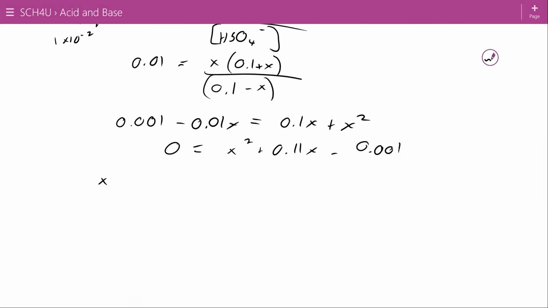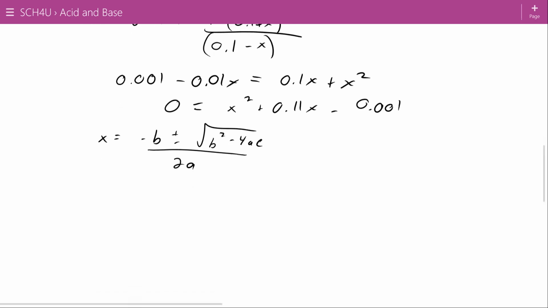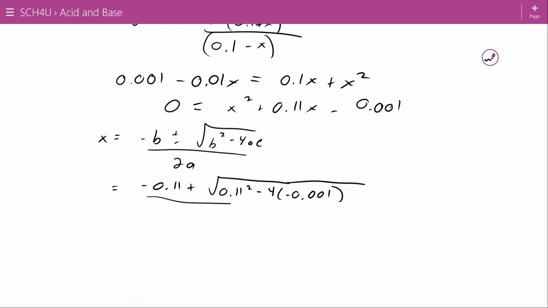Alright, there's my quadratic. I'll use the quadratic formula. Negative b plus or minus square root b squared minus 4ac divided by 2a. Conveniently, a is still 1. And so when I go negative 0.11 here, I know I'm going to need the plus root because I need my x to be positive. 0.11 squared minus 4 times negative 0.001, and that's all over 2. So 0.11 squared plus 0.001 times 4, square root answer.